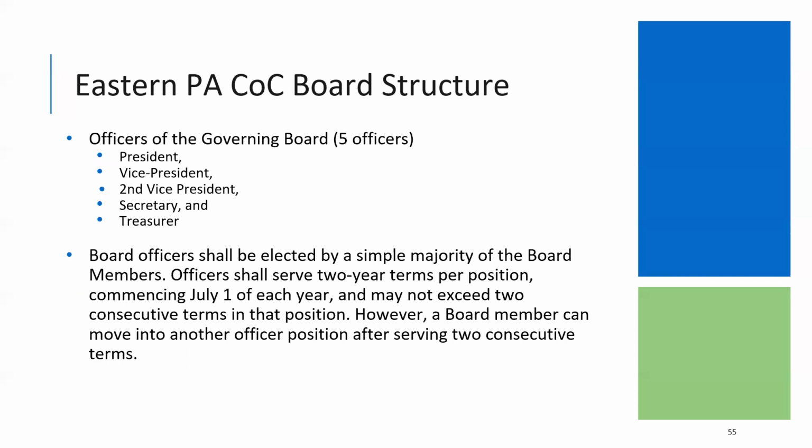The board has 5 officers. The officers include the president, the vice president, the second vice president, the secretary, and the treasurer. And the board officers are elected by a majority of the board members. Officers serve 2-year terms per position commencing July 1st and may not exceed 2 consecutive terms as an officer. However, a board member can move into another officer position after serving 2 consecutive terms. So someone could serve, for example, as the secretary, complete their 2 consecutive terms, and then move into another position, such as the vice president.